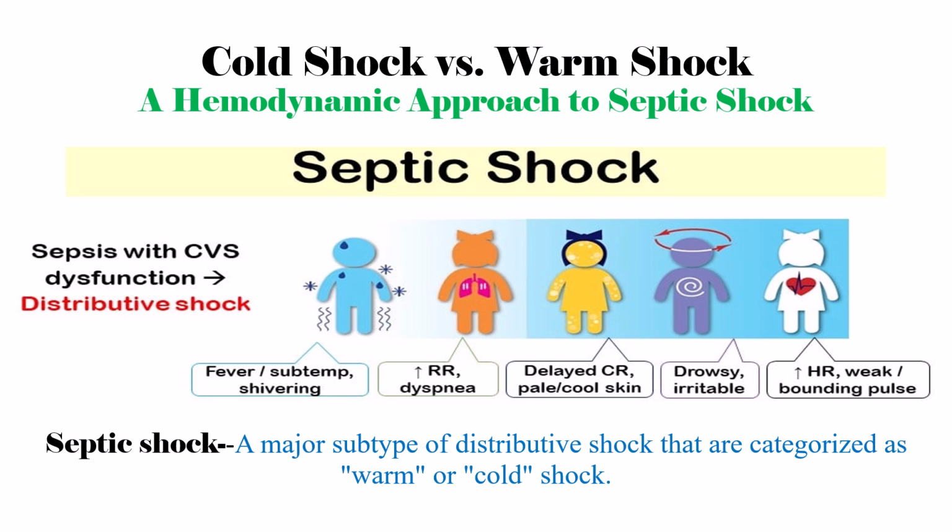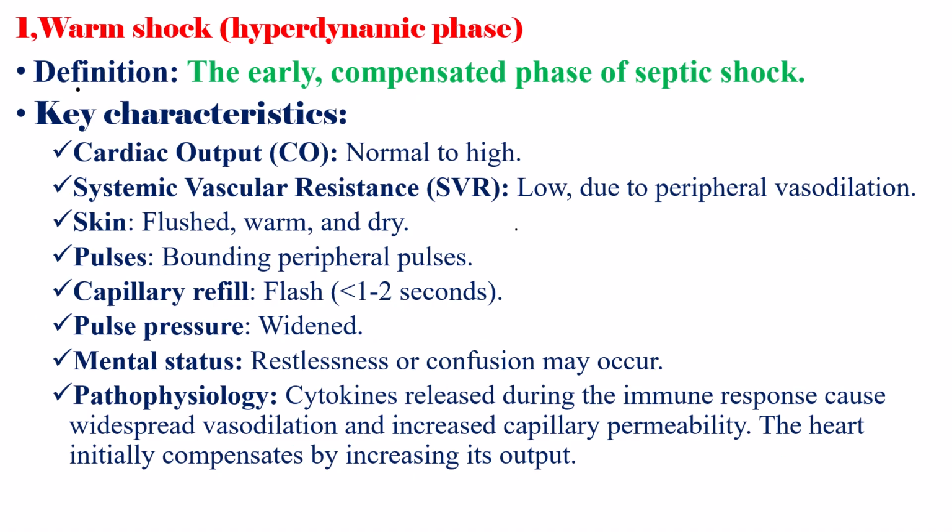Let us see the difference between cold shock and warm shock. Warm shock is a hyperdynamic phase. It is the early compensated phase of septic shock. Key characteristics include normal to high cardiac output, low systemic vascular resistance due to peripheral vasodilation, flushed, warm and dry skin, bounding peripheral pulses, and fast capillary fill. Pulse pressure is widened, and mental status is restlessness or confusion.